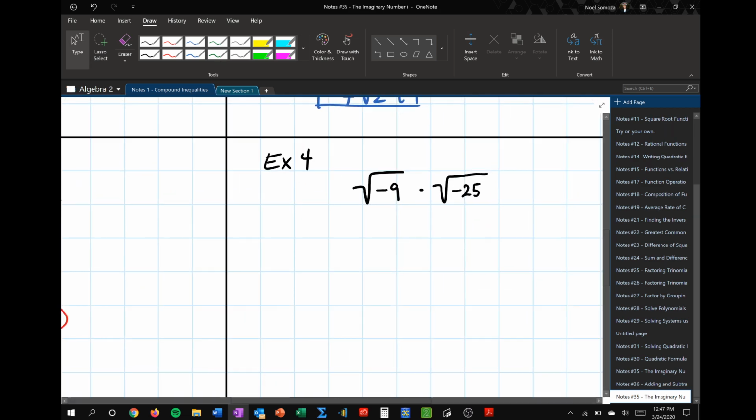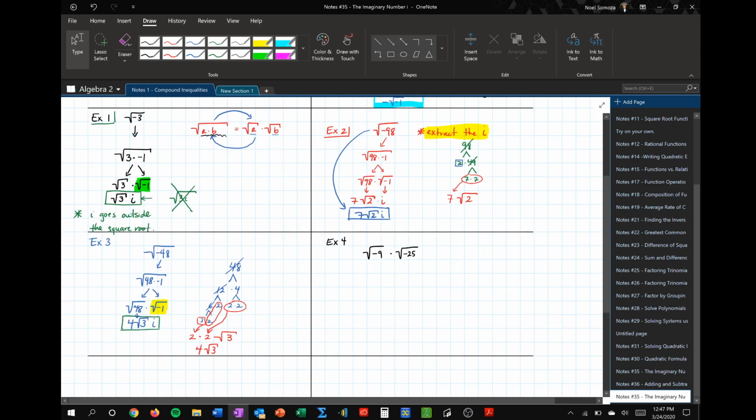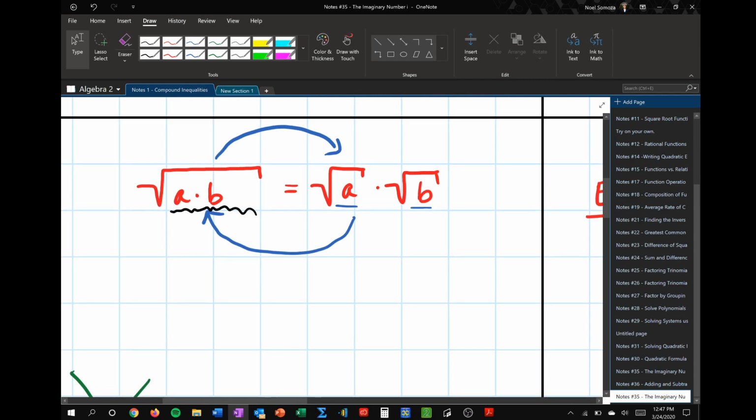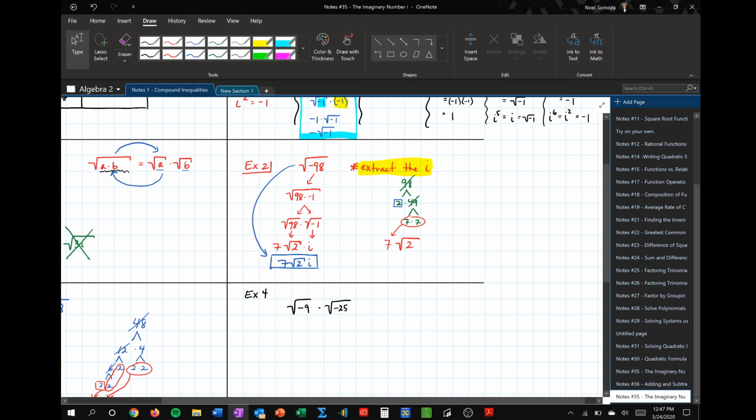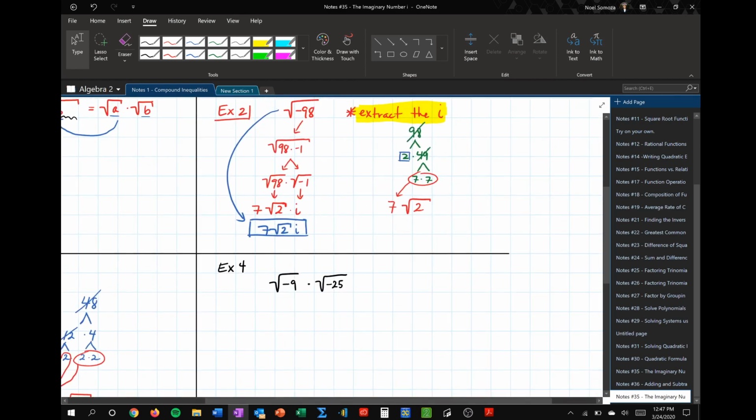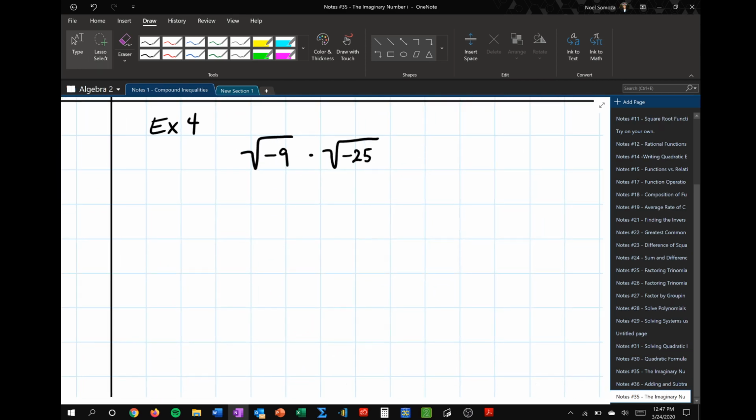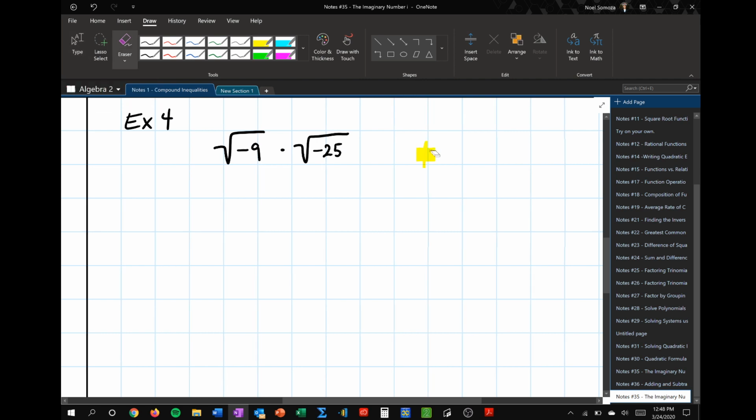Remember that there's also a property that says you can do that. This is the same property here. The 2 numbers are separate and you're allowed to multiply them together. But because we're dealing with imaginary numbers, the priority is to extract the I first. So extract the I. Then you can multiply. Extract the I.